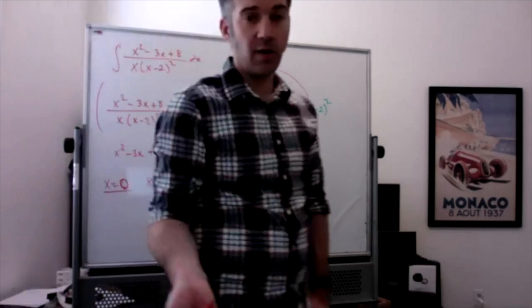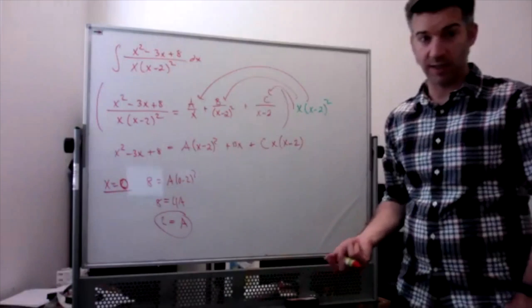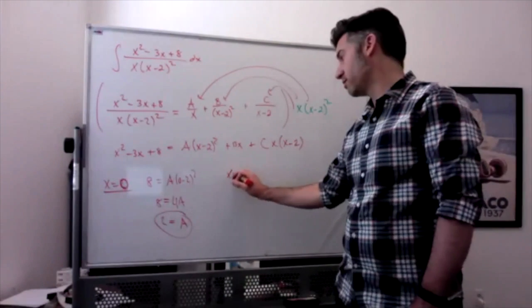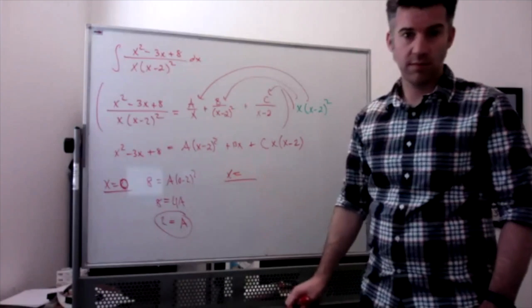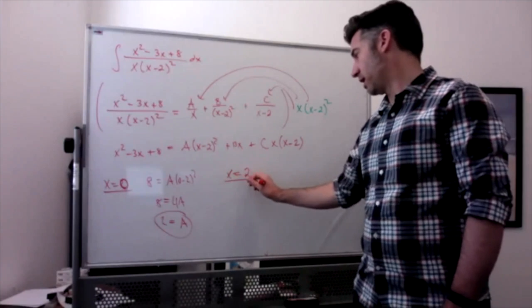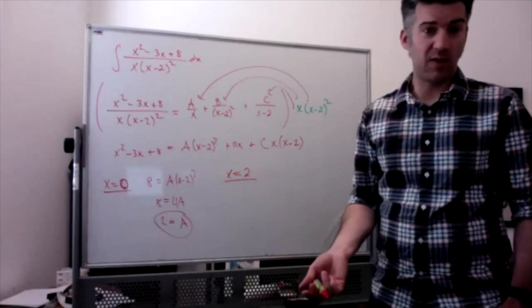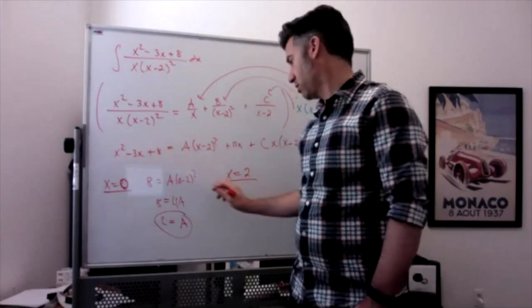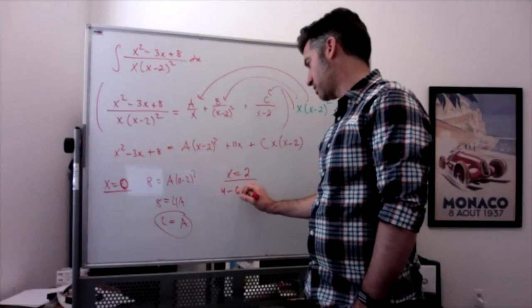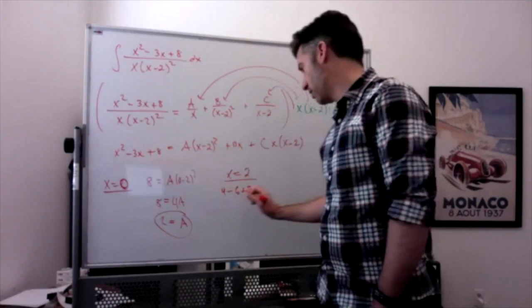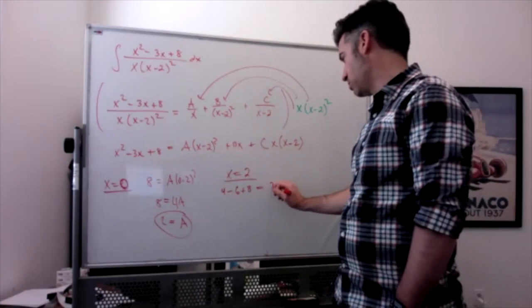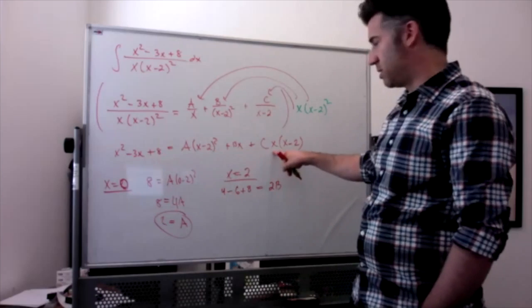Okay, what's the other convenient value I can pick for x that's going to make a lot of things equal to 0? X equal to what? Yeah, thanks, Madison. X equal to 2. So now I'm going to substitute in x equal to 2 for both sides. So 2 squared is 4 minus 6 plus 8, that's on the left, equals a times 0 plus b times 2 plus c times 2 times 0.